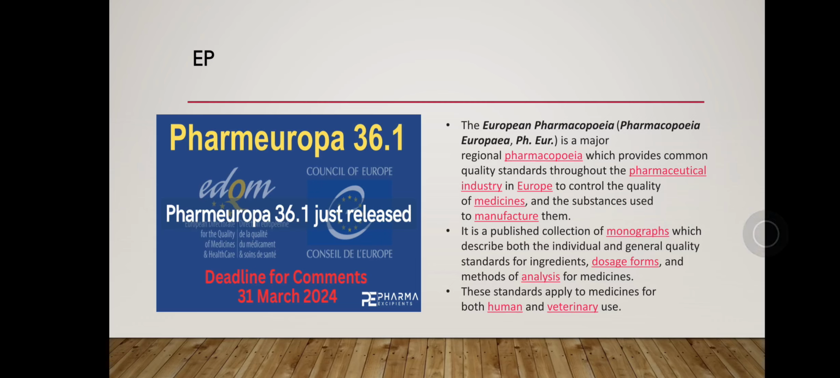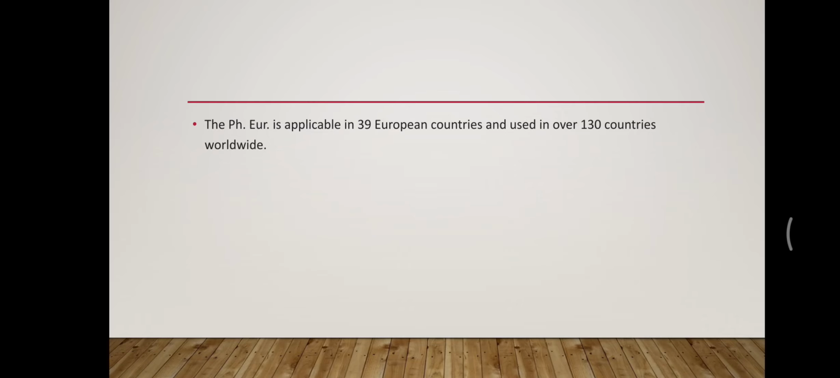Now EP is nothing but the European Pharmacopoeia. It is abbreviated as Pharmacopoeia Europaea, PH.EUR. Okay. It is a major regional pharmacopoeia which provides common quality standards throughout the pharmaceutical industry in Europe. It publishes a collection of monographs which describe both the individual and general quality standards for ingredients, dosage forms and methods of analysis for medicines. Its standards mainly apply to medicines used for both humans and veterinary, that means animal use. It is applicable in 39 European countries and also used overall in 130 countries.